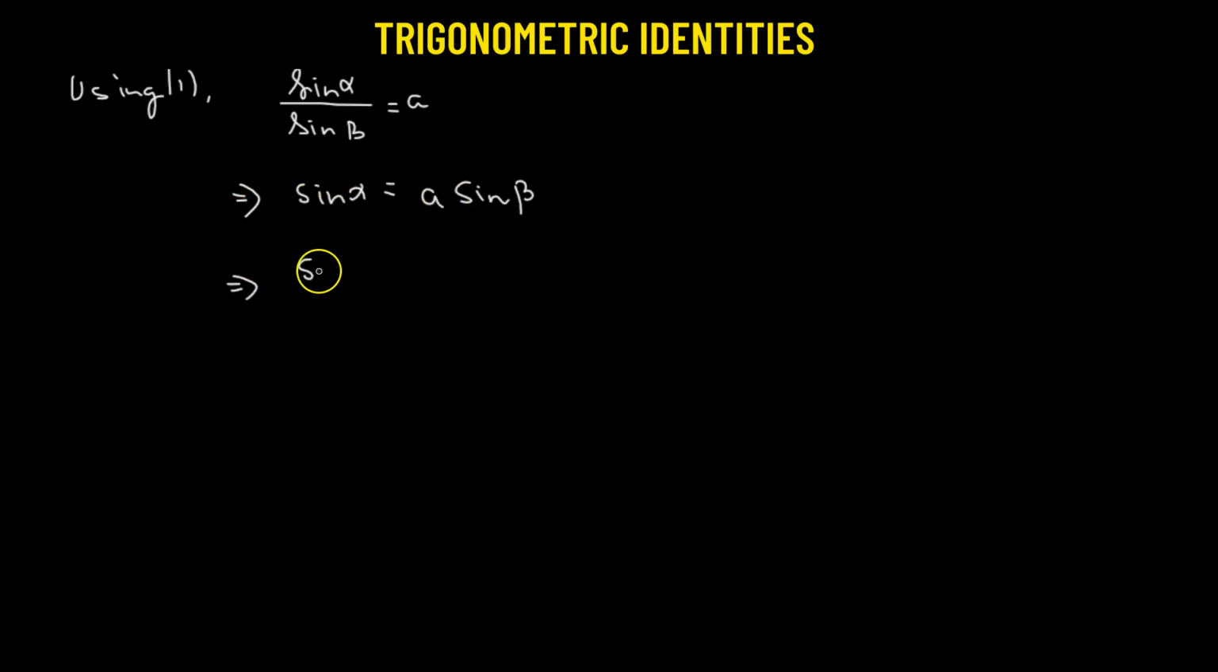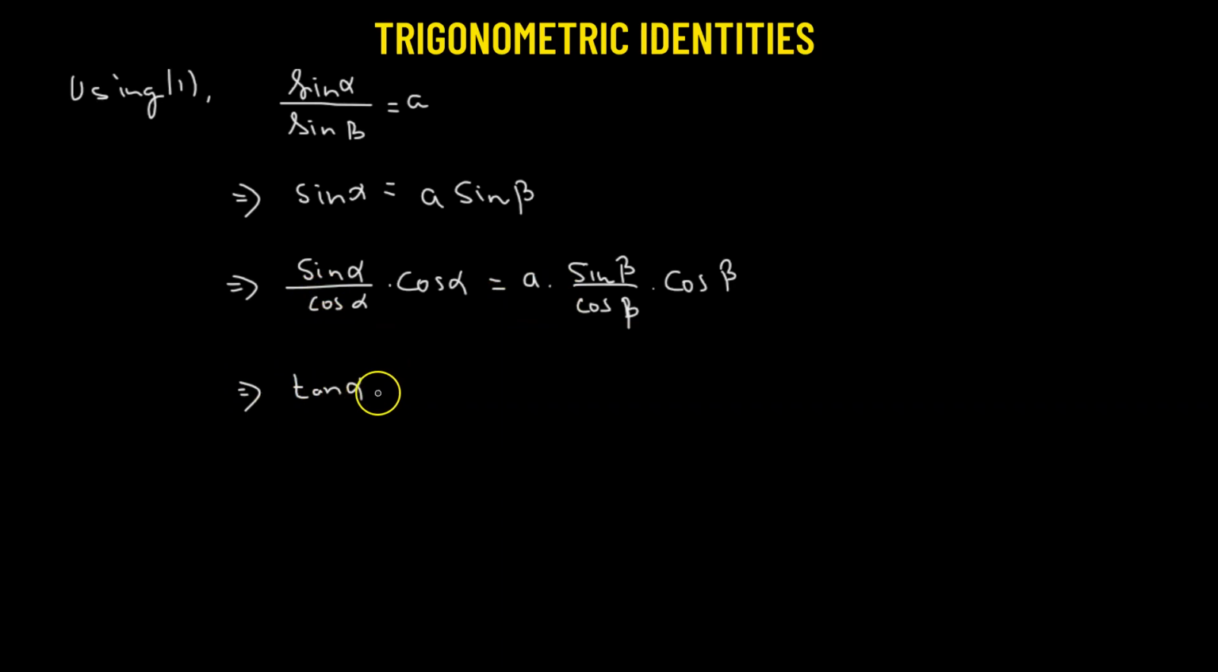For this, we'll divide sine alpha by cosine alpha. Since we're dividing by an extra term, we'll also have to multiply by that same term, cosine alpha. Similarly, on the right hand side, we're going to divide sine beta by cosine beta, and again, being an extra term, we'll also have to multiply it so that the equation remains valid. Now sine over cosine, that ratio is the tangent function. So we have tangent of alpha times cosine of alpha, which will be equal to A times sine beta over cosine beta, that will become tangent of beta times cosine beta.